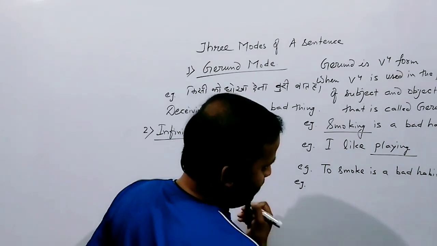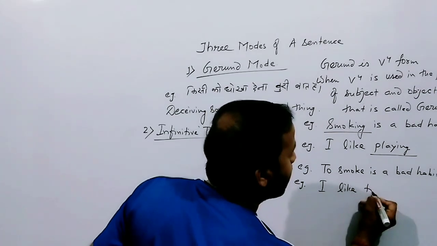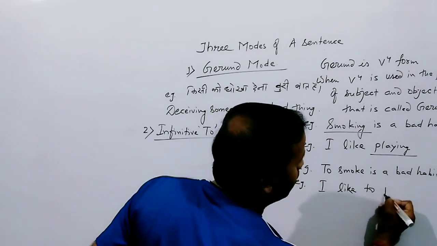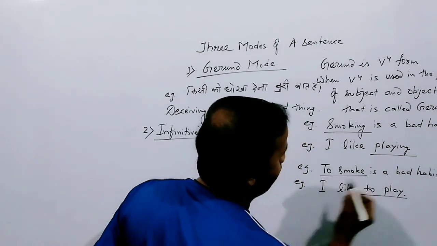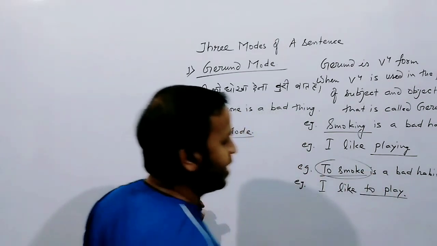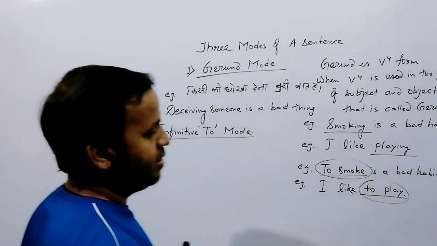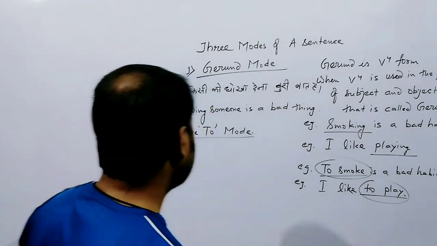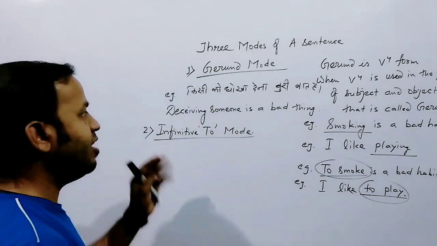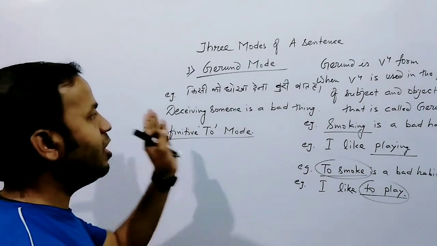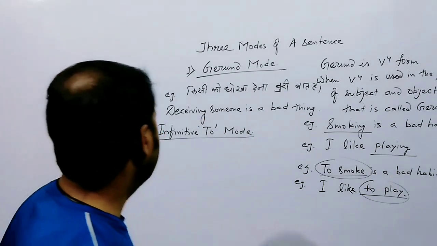In the place of object, I like to play. To smoke is used in the place of subject. To play is used in the place of object. That is called infinitive 2. The second mode is called infinitive 2 mode. We can easily change the gerund mode into infinitive mode.